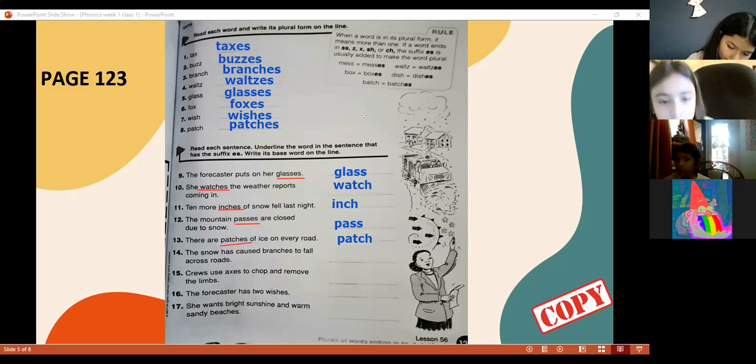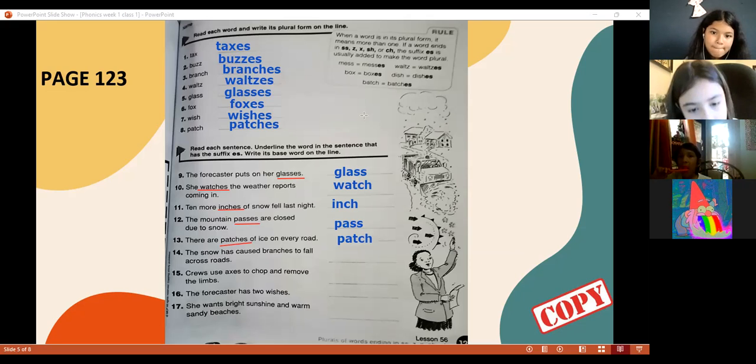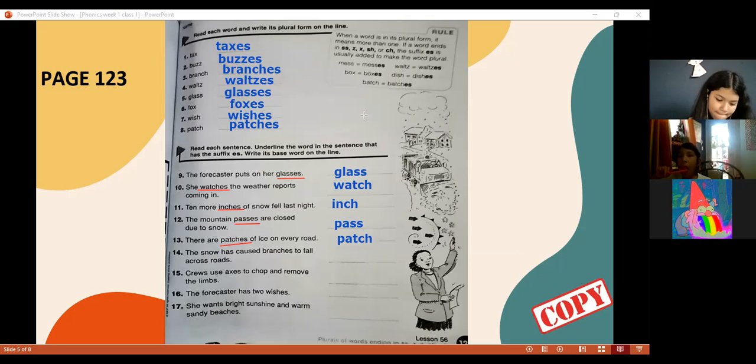Okay, Alberto, number 14. The snow has caused branches to fall across roads. Branches, that's right. And what is the singular for branches? Branch, excellent. Good job.